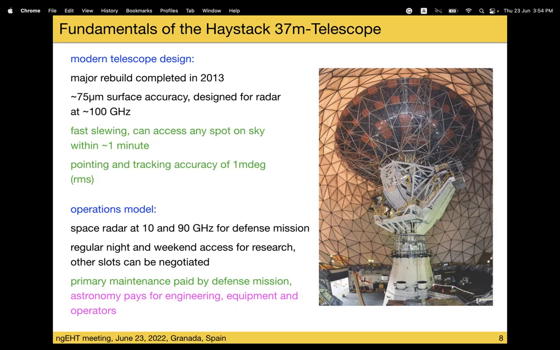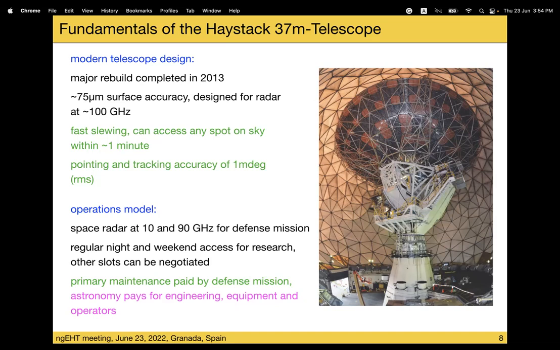The operations model is that it's used every day by the US Air Force during the day. But it's available after 11 p.m. for any astronomy work. And it's also available on weekends. And again, for special campaigns like EHT or GMVA, Colin is here, so we can have a very cooperative agreement with the Lincoln Laboratory that is running the telescope radars for defense mission, and we can get more time during the campaigns.